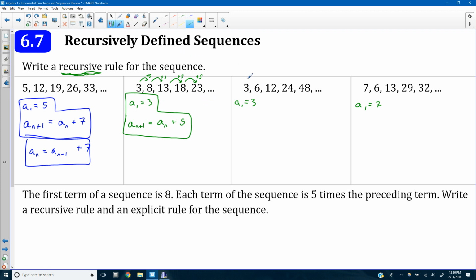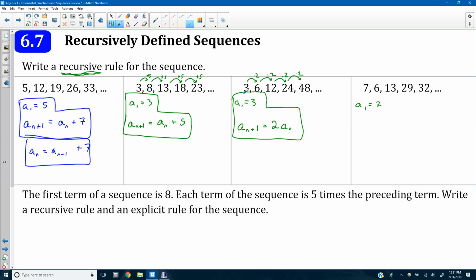Okay, this one right here, plus 3, plus 6. Ooh, it doesn't look like it is arithmetic. Okay. How about times 2? Times 2, times 2. Yeah, it looks like it's geometric. Times 2, times 2. So I'm doubling my amounts here. So to find the value of the next term, I take the term before it, and I'm going to multiply it by 2, starting from 3.